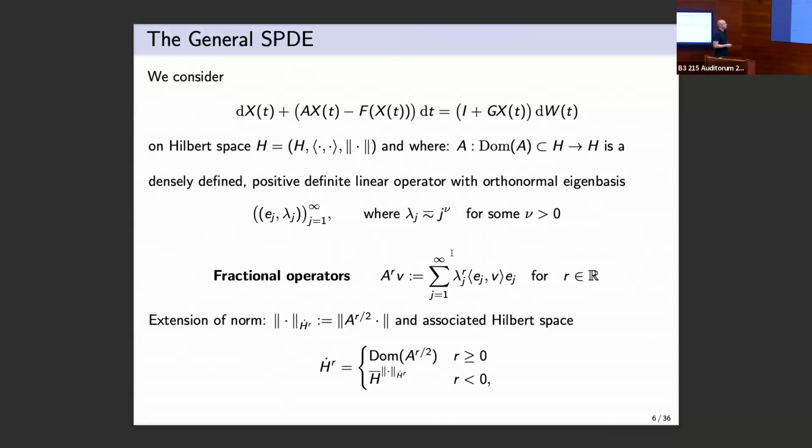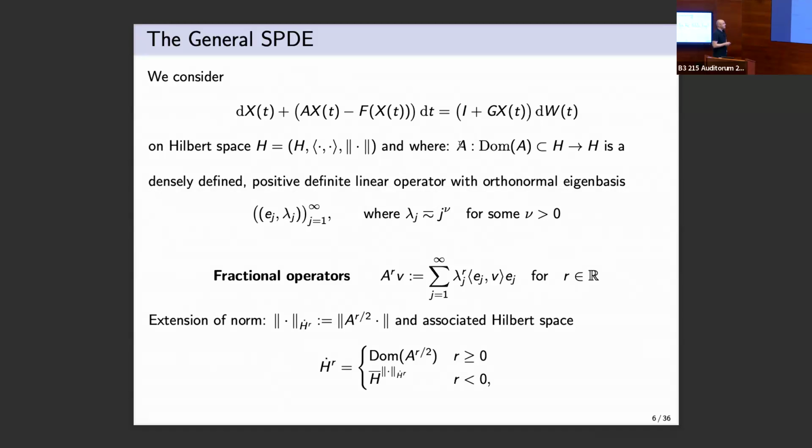The more abstract framework is the one which is presented here, and now we have replaced our Laplace operator with something more general. And we're working on a Hilbert space with this kind of inner product notation. But we're keeping the constraint that A here is a densely defined positive definite linear operator that we can spectrally decompose, and for which we actually know the eigenvalues. So we know also the rate of growth. This is the parameter nu here, which relates to the regularity of the solution in some sense.